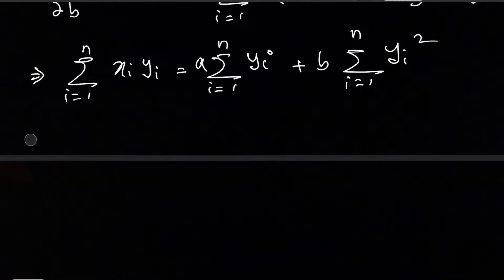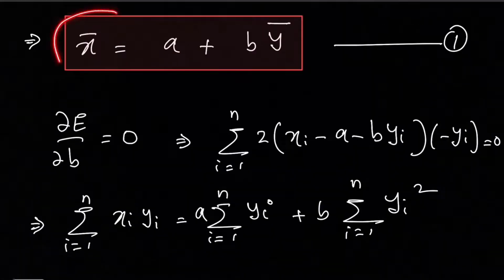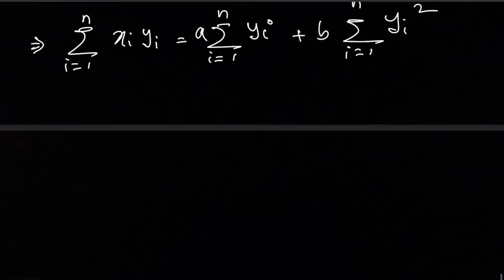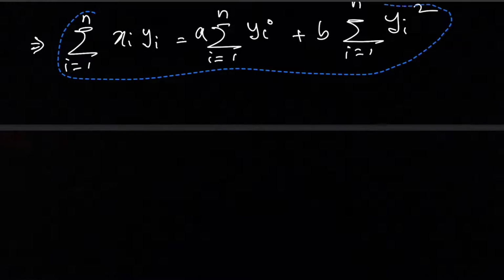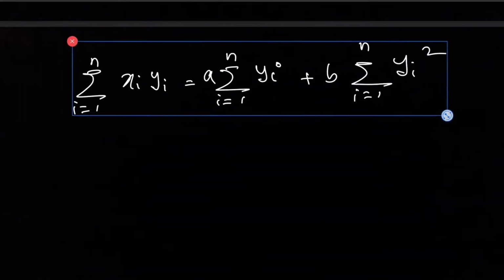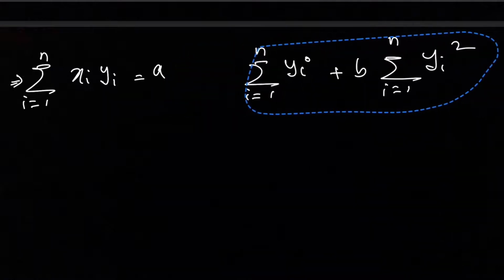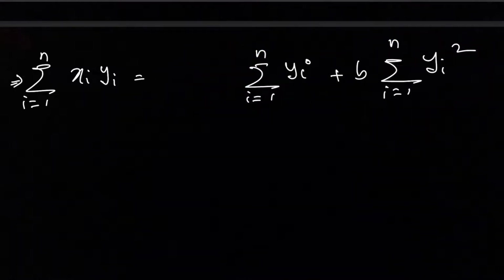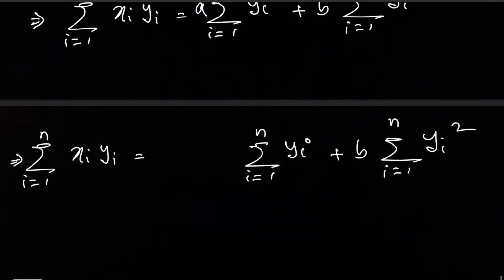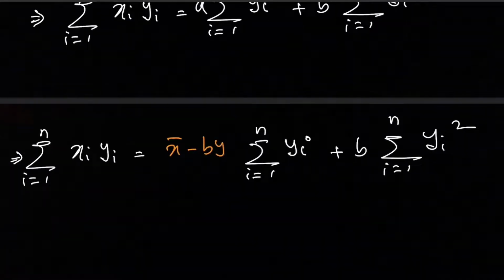Now, from here we already know that a is nothing but x bar minus b times y bar. So putting that value here, let me just copy this entire thing and paste it, and remove this part. Putting that value, we get x bar minus b y bar, minus b y bar.